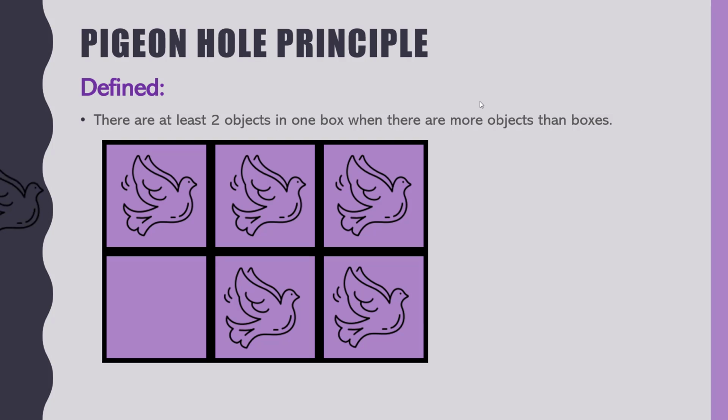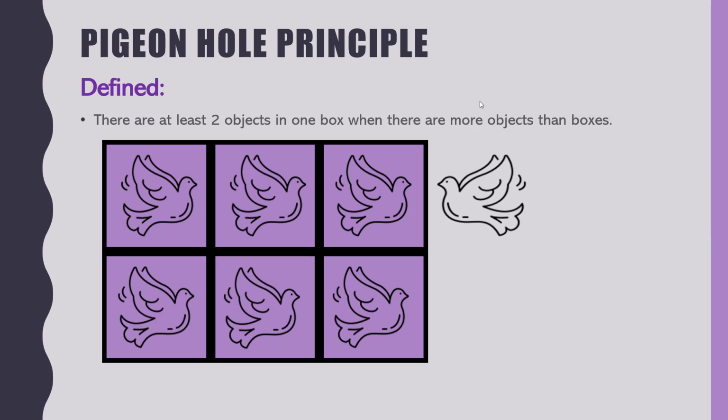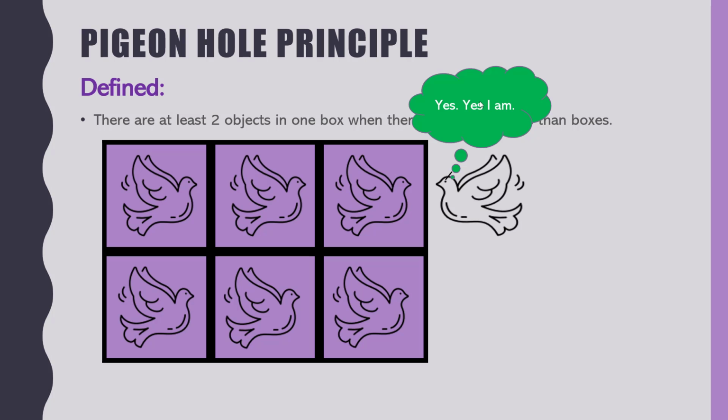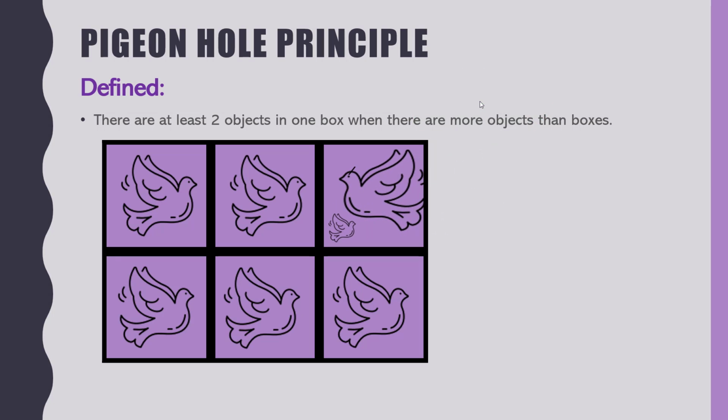Another one flies in. Now there are 6 pigeons, 6 boxes, but number 7 flies in. He's like, hey, wait a minute, and he gets angry. He looks at that pigeon and says, hey, scoot over. And the pigeon's like, are you threatening me? And he's like, yes, I am. Scoot over, man. So now there are two pigeons in one box.